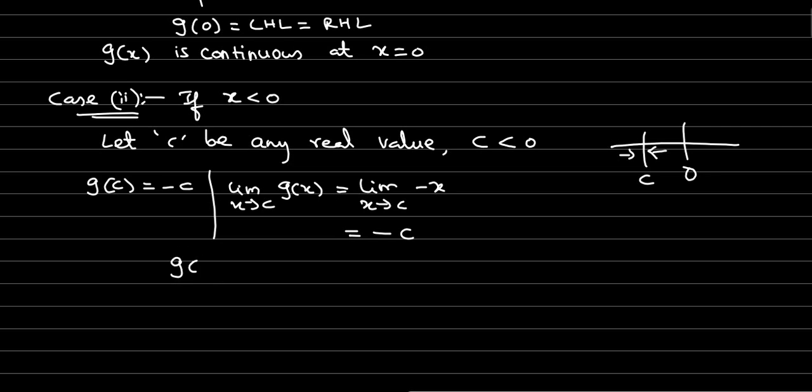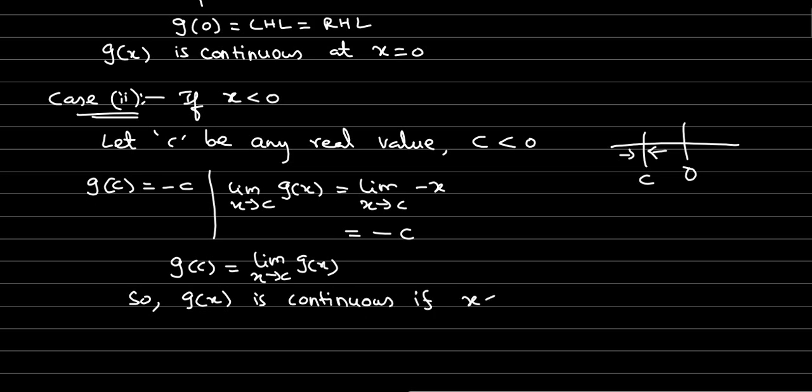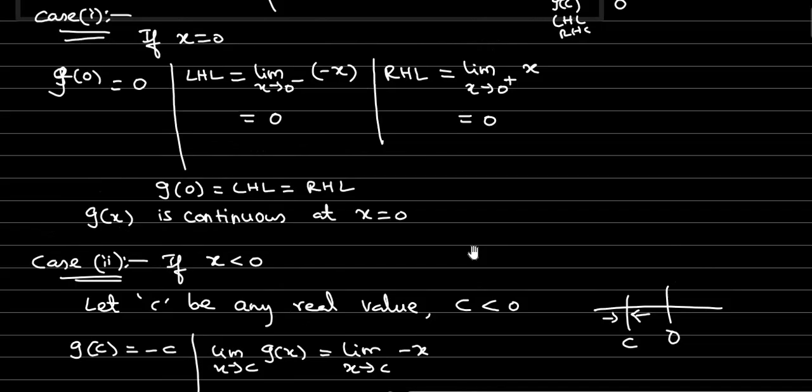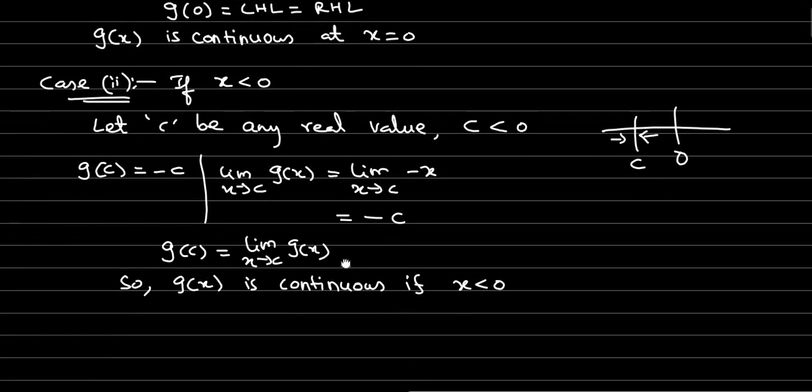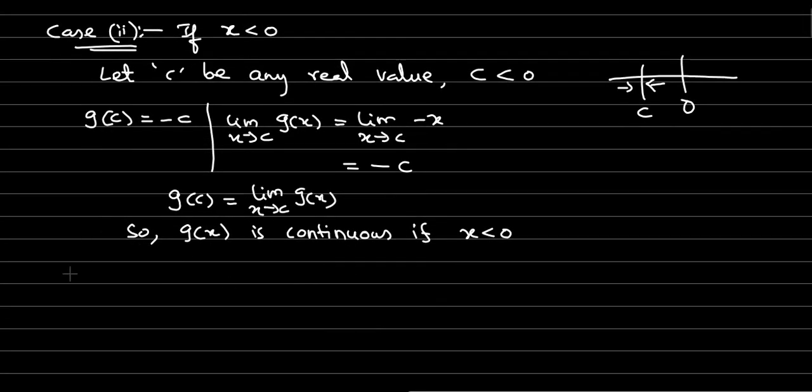Now from these results we can say that g of c equals limit x approaching c, g of x. So g of x is continuous if x is less than 0. Now finally we have to check for x greater than 0. We need to prove it actually. Okay, now case 3.